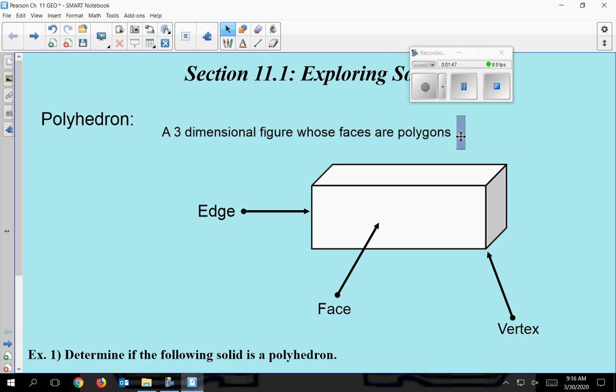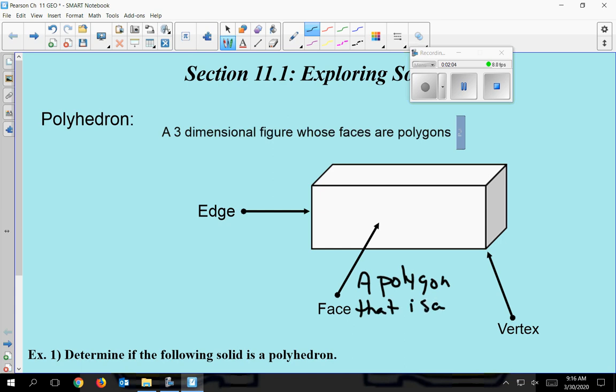The second definition is a face, and a face is a polygon that is a side of a polyhedron. I think your notes are a little bit different than mine. You actually have a place to write that. But a face is just a polygon. Like I said, it could be from a triangle to a 20-sided figure.